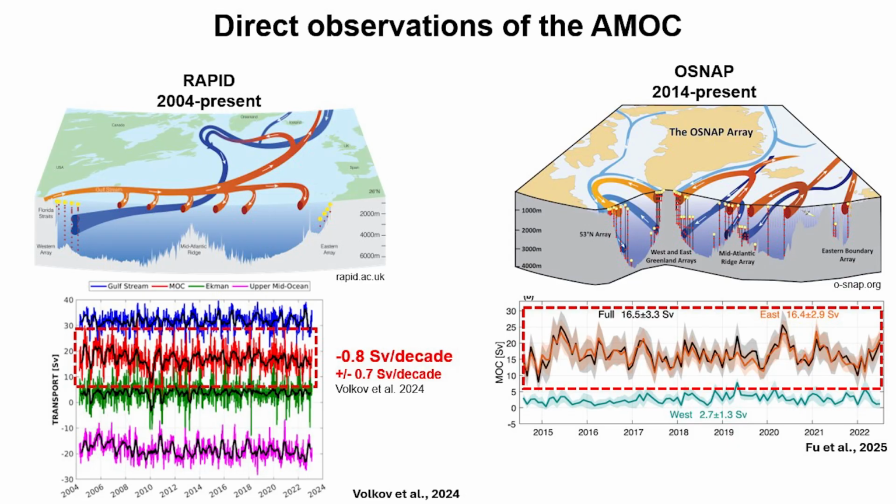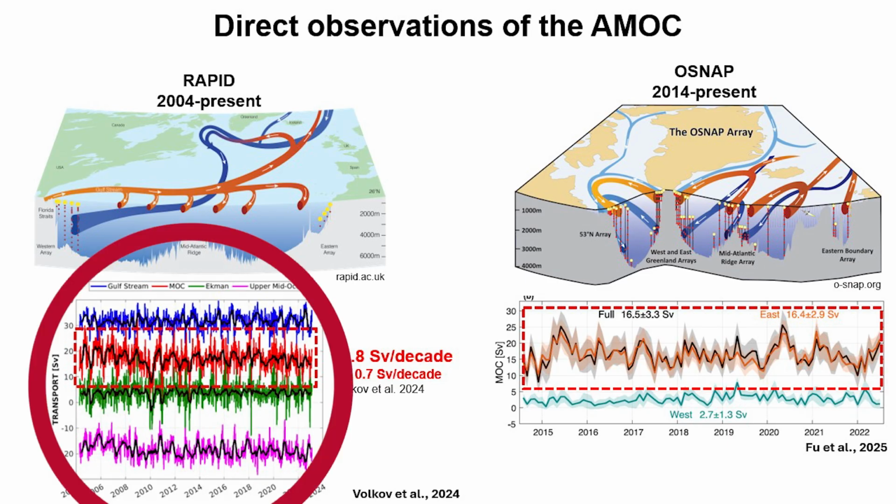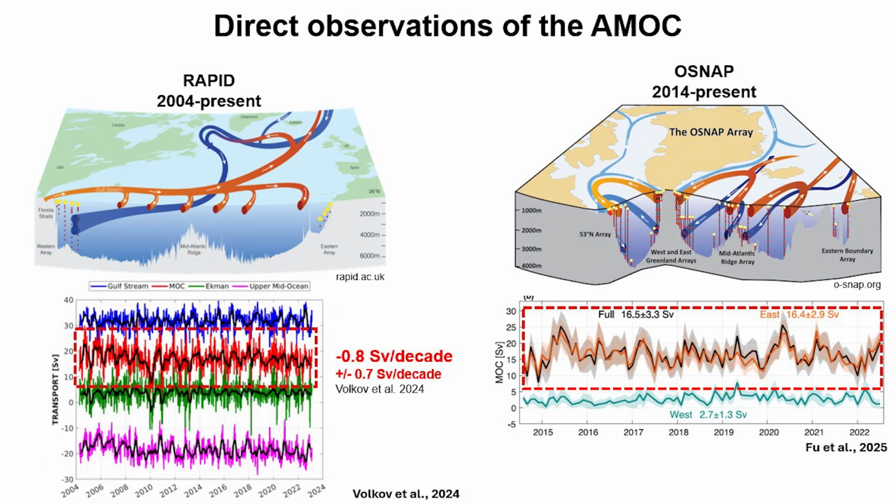Here we go. So this is the time series from the RAPID array. This is the AMOC time series. There was a big dip in 2010, for example, and there's some seasonality. There's a lot of variability. There actually is a long-term trend towards a slight decline since 2004. It's debatable whether that's statistically significant or not, but there is a slight trend in that.